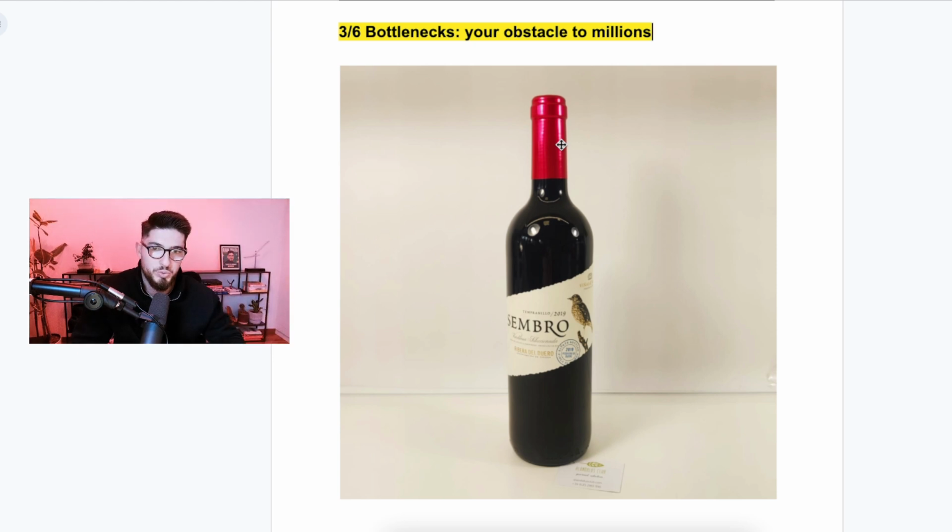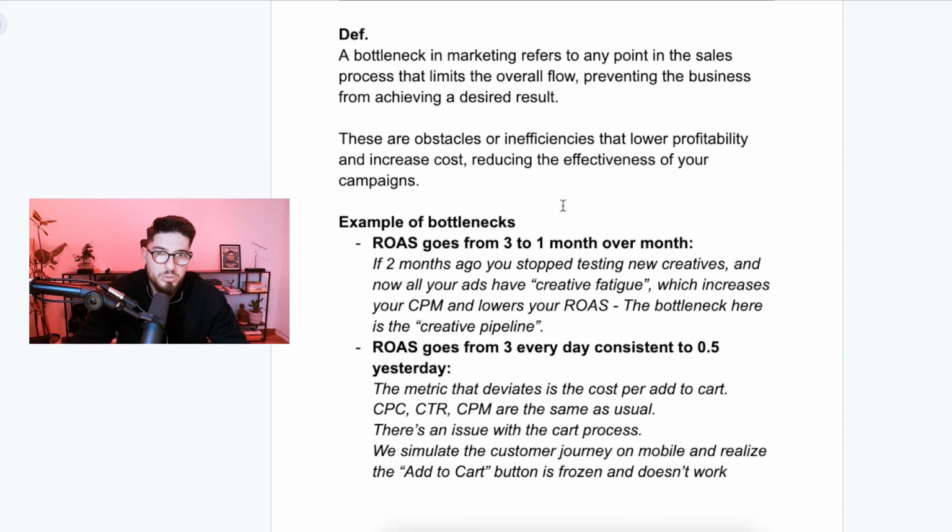Pretty simple. Of course you have a bottleneck, but you will always have a bottleneck because you're going to get a lot of people and 90% are not ready to buy. Now, when it comes to marketing, a bottleneck refers to any point in the sales process that limits the overall flow, preventing the business from achieving a desired result. Which basically means, through the marketing process on Facebook ads, which is impression, click, landing page, add to cart, checkout, purchase confirmation, in all of this process there are going to be bottlenecks. It will always be a funnel.